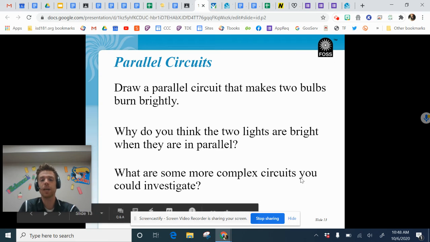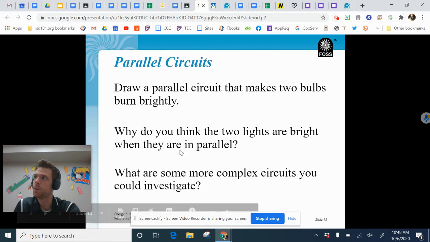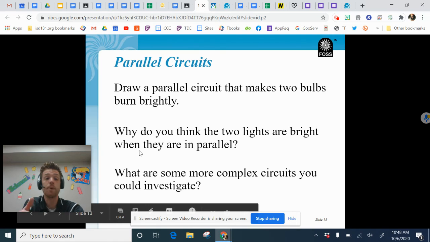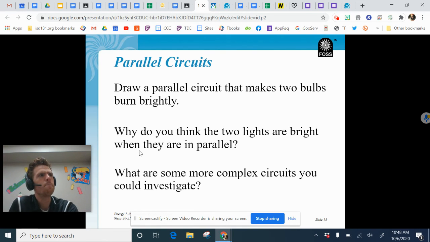What are some more complex circuits you can investigate? This is just you thinking, hey, what else could I investigate? I think about Christmas lights and all the lights on a tree. Those are pretty bright. I would love to explore that more. Oh, that's just my thought. Maybe you have a thought of more complex lighting. Maybe in your home you have more than one light bulb. That would be interesting to explore and learn more about and ask questions about.